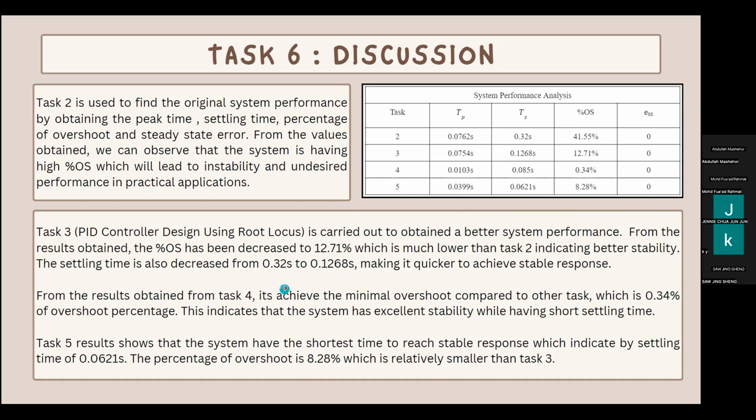So for task 4, it achieved the minimum overshoot compared to other tasks, and also the settling time. In task 5, it shows the time to reach the steady state response, which indicates a settling time of 0.0621, and the percentage of overshoot is relatively smaller than task 3, but it's bigger than task 4.